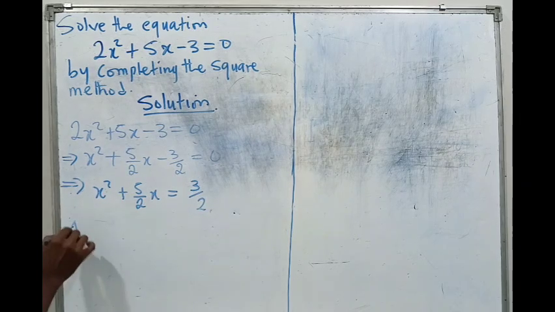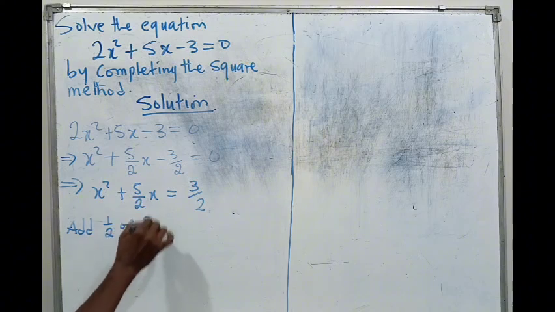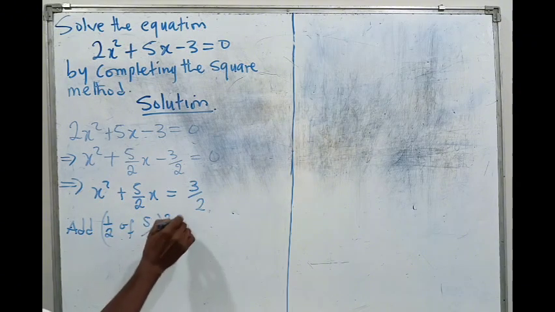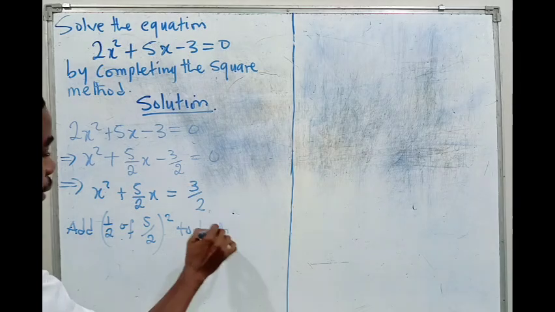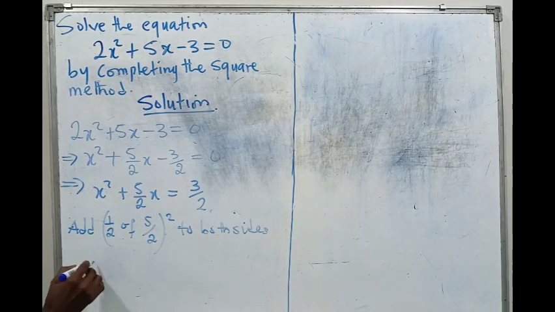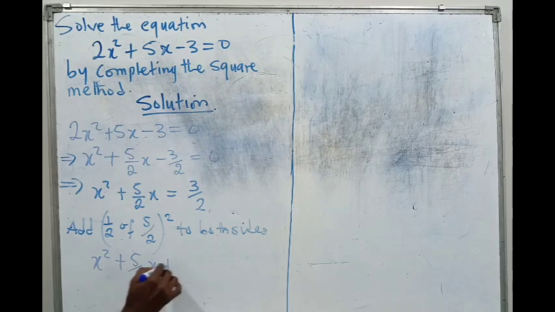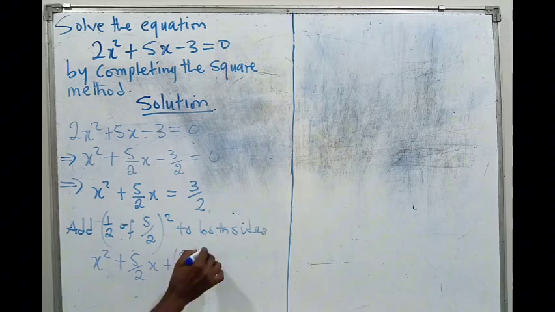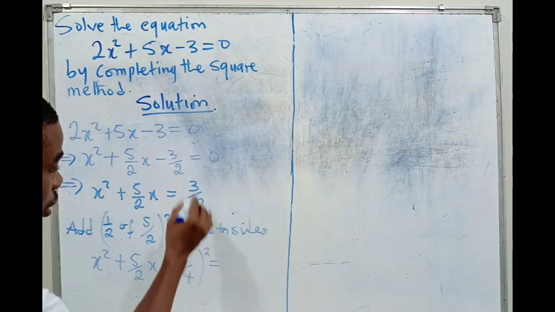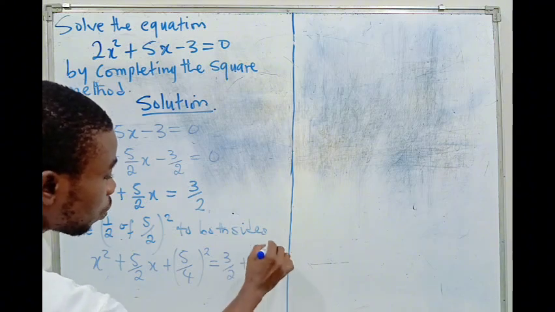The next thing to do is to add half of 5 over 2, all squared, to both sides. So when we want to do that, we say add 5 over 4 all squared to both sides. How do we do that? We have x squared plus 5 over 2 x plus, the half of 5 over 2 is 5 over 4, all raised to power 2, and to the right hand side also, which is 3 over 2 plus 5 over 4 all raised to power 2.